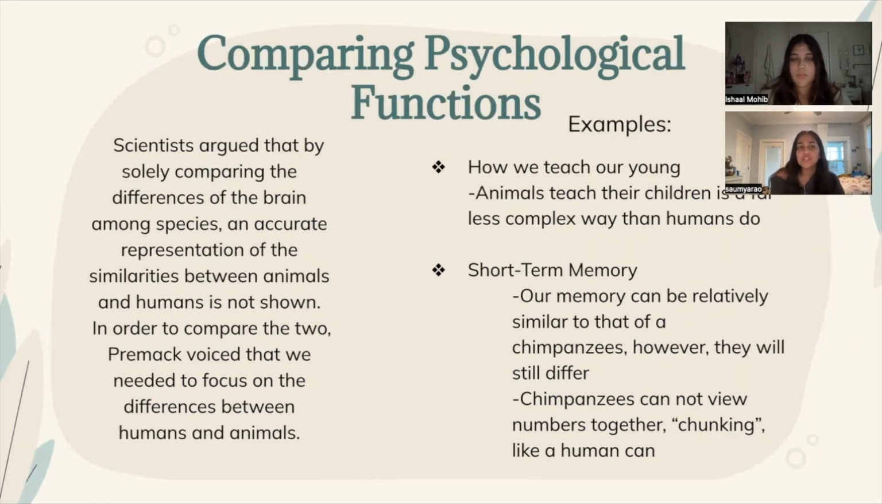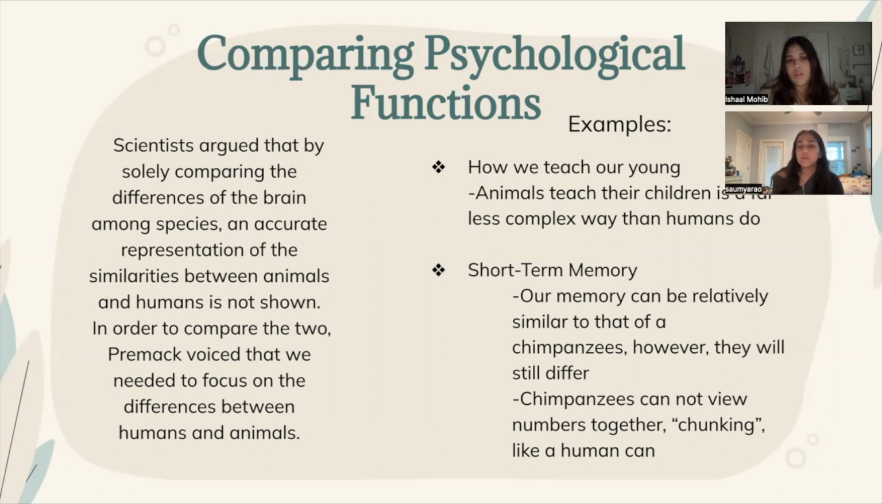Comparing psychological functions. Scientists argued that by solely comparing the differences of the brain among species, an accurate representation of the similarities between animals and humans is not going to be shown. So, in order to compare the two, a man named Premack voiced that we needed to focus on the differences between humans and animals. Some examples of those are how we teach our young. Animals teach their kids a completely different way. For example, if a cat was to bring a dead mouse to their young, humans don't exactly teach their kids to do that. Humans teach their kids how to eat, but a cat would bring the food to them and expect them to learn how to eat on their own.